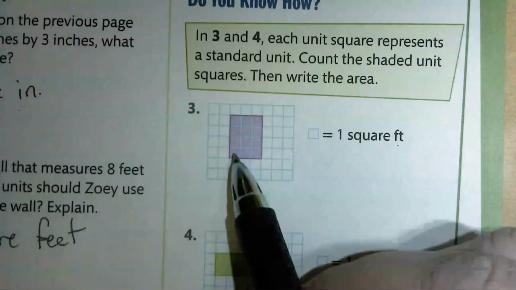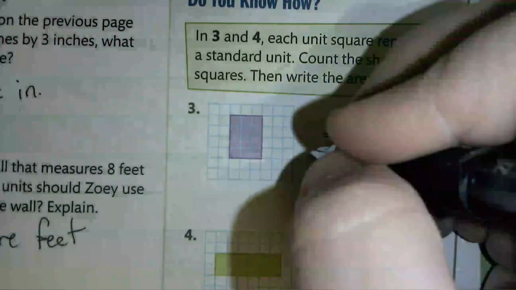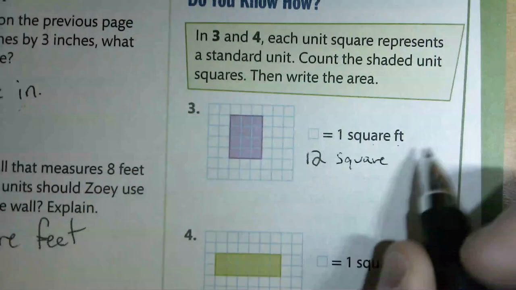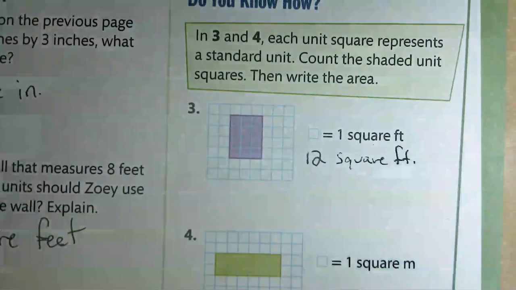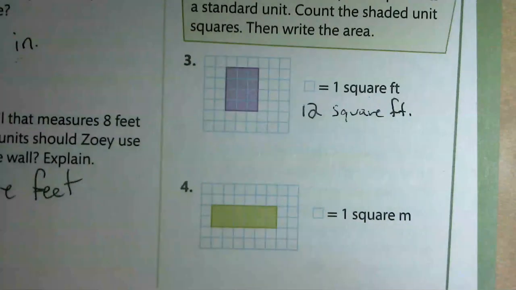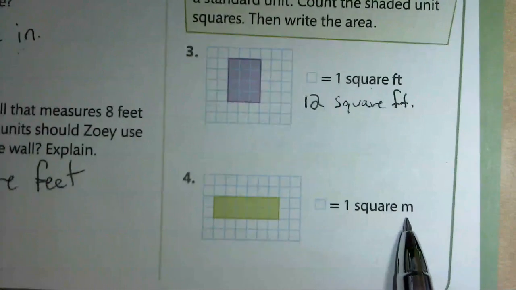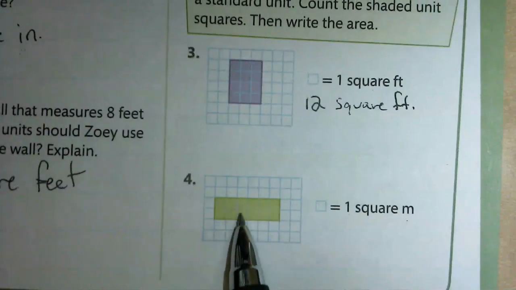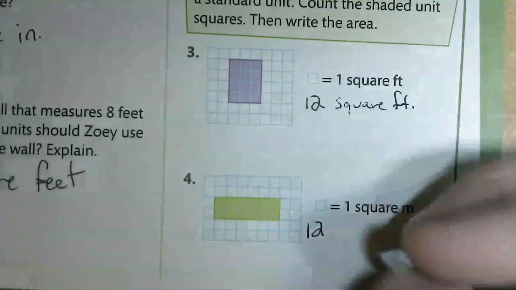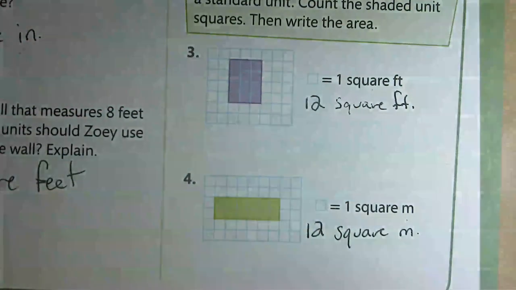Let's count them up. So we've got 1, 2, 3, 4, 5, 6, 7, 8, 9, 10, 11, 12. So we have 12, and then we got to write square feet. All right. What about for number 4? Number 4, 1 square M stands for meter. So how many do we have? 1, 2, 3, 4, 5, 6, 7, 8, 9, 10, 11, 12. So we would say 12 square M for meters.